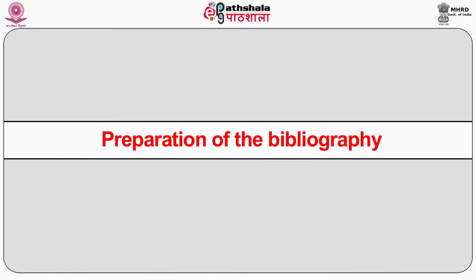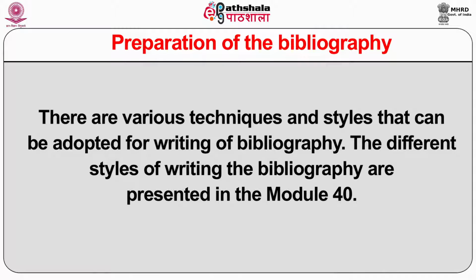Number 4. Preparation of the bibliography. The next step in the process is to prepare the bibliography or the references. The bibliography is annexed at the end of the research report. It is a kind of acknowledgement to all the authors whose work has helped the researcher to complete the study. There are various techniques and styles that can be adopted for writing the bibliography. The different styles of writing the bibliography are presented in the 40th module.